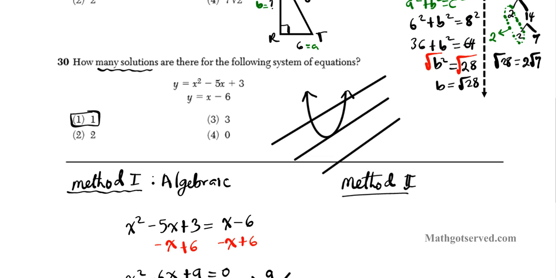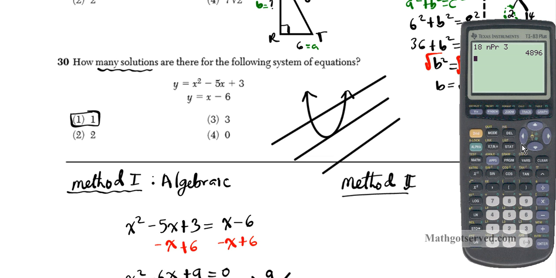If you want to do this by graphing, let me show you how to do that. All you do is enter the equations in your graph. You press the Y option, and then we're going to enter x squared minus 5x plus 3 for the first one, and then x minus 6. Enter, graph. So the question is, how many times does this line intersect the parabola? It intersects exactly once. You can zoom in to be certain.